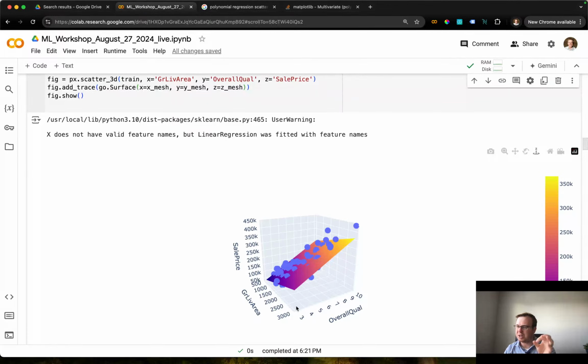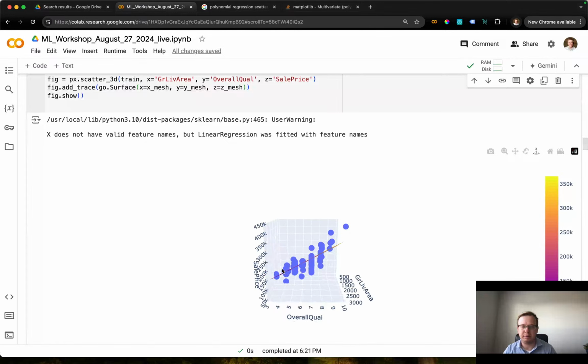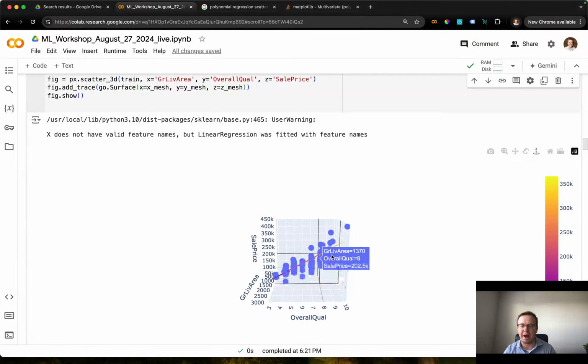But I want to show you something interesting: as I add more and more X variables, this imaginary plane is still slicing through those data points as best it can across however many dimensions of data we throw at it. But if I look at it edge on, this is overall quality on the x-axis and sale price on the y-axis.